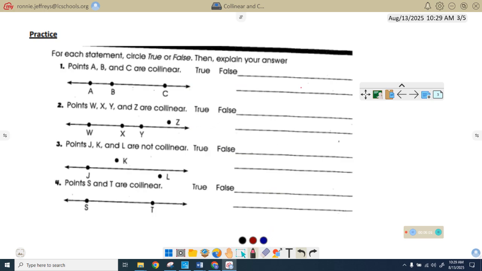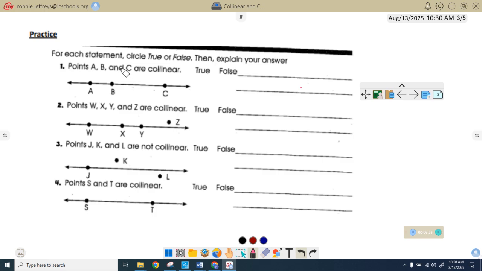Now, we are actually going to state why these things are true or false, and I'm going to show you how, because we have to do this in geometry, but it's going to take less words than you think.